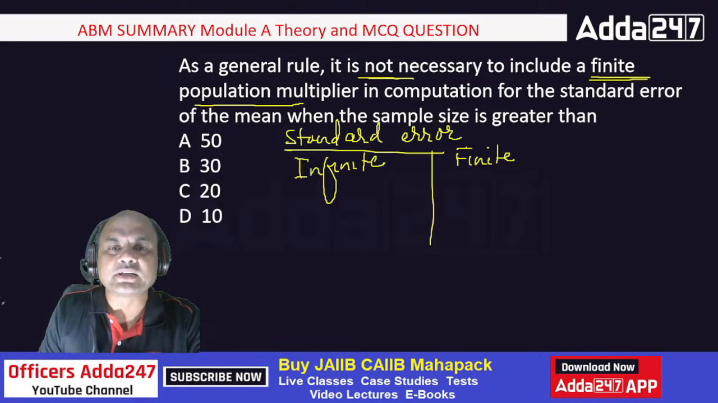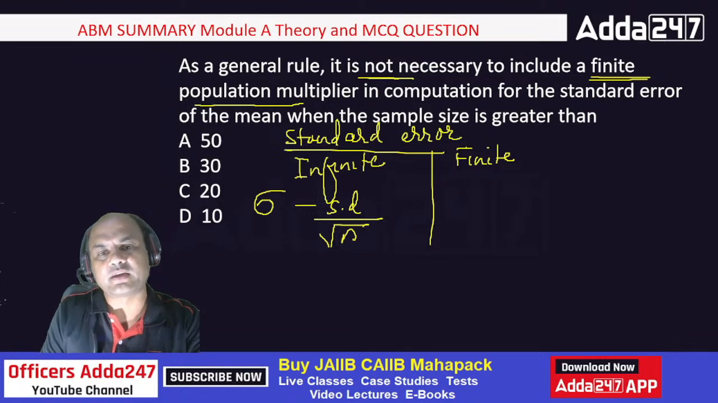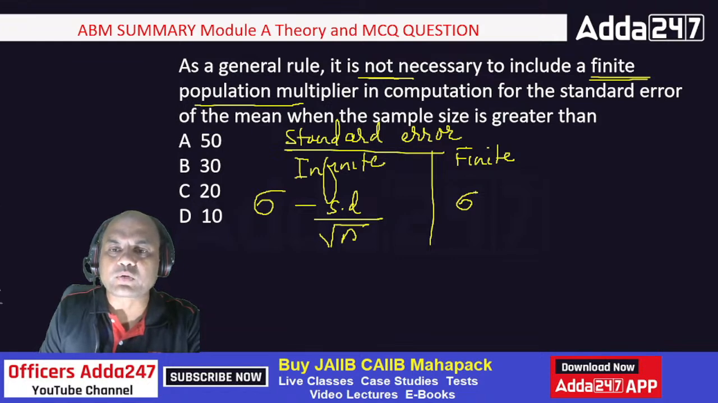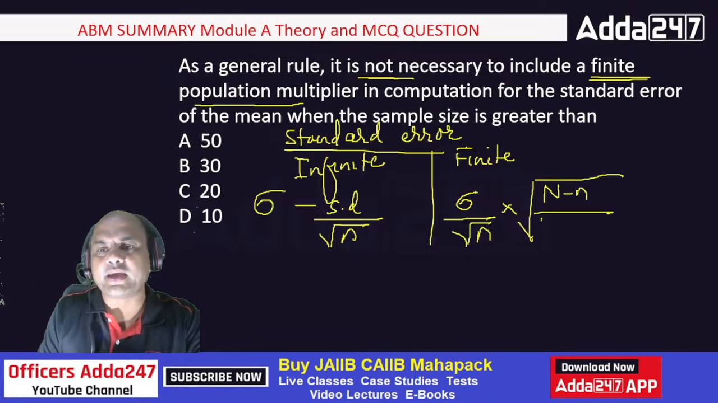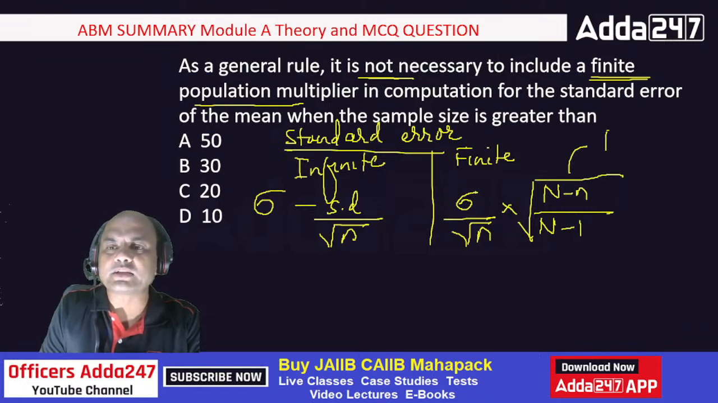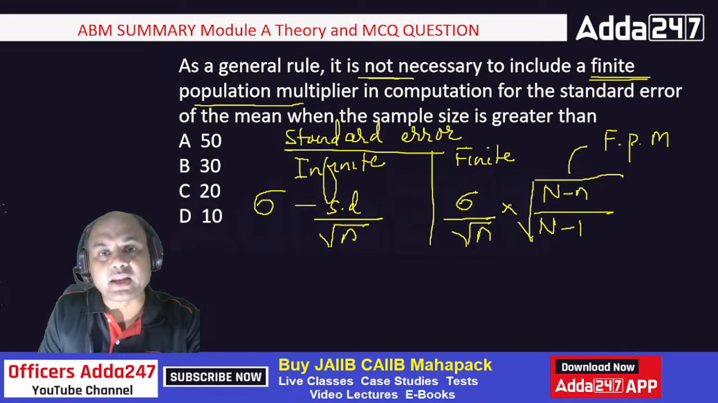For that, the formula is standard deviation, sigma upon root of n. Standard deviation is always written in the Greek form, that is called sigma. And finite population means again the same, sigma upon root of n, multiplied by this multiplier. This multiplier is known as (N minus n) upon (N minus 1). This is known as the finite population multiplier, FPM.